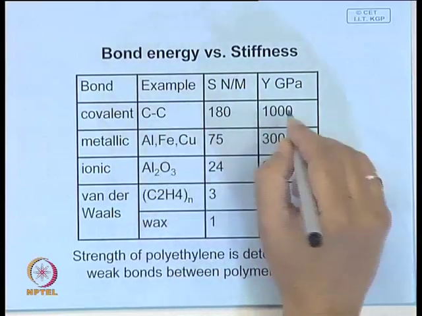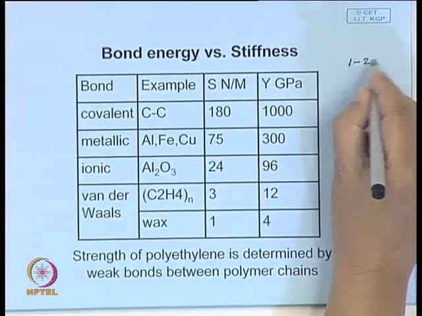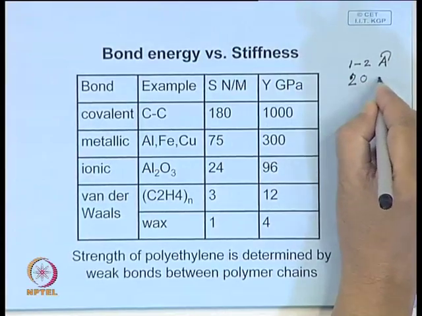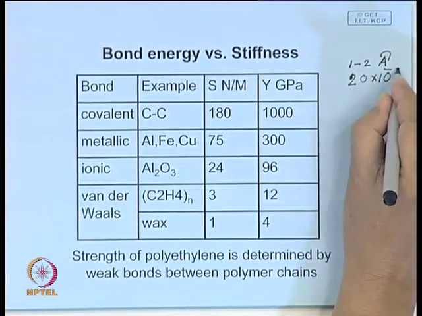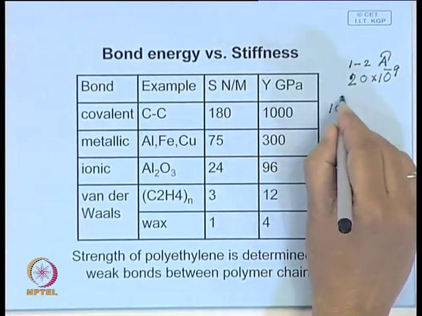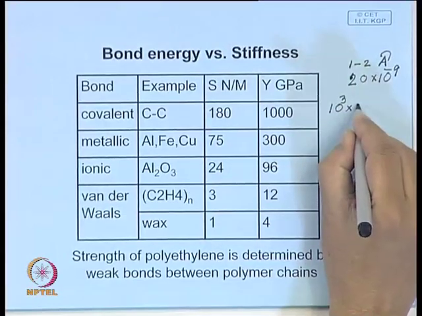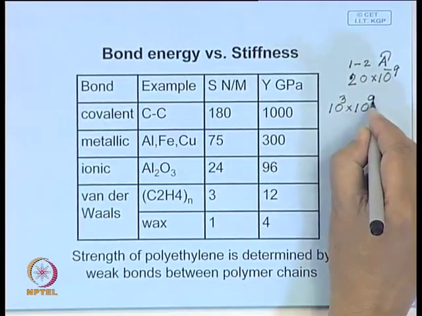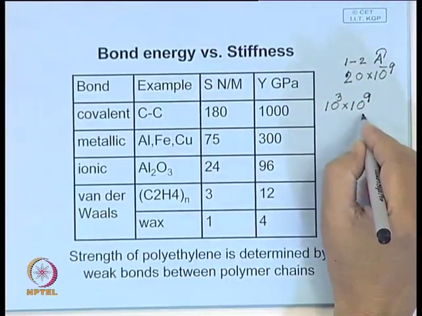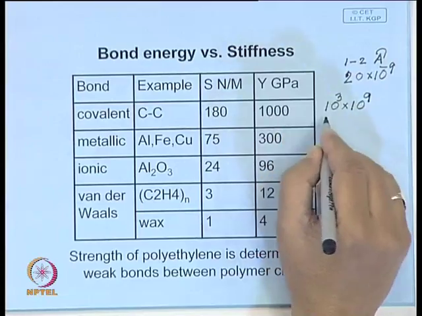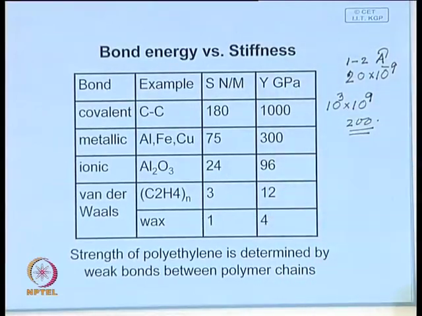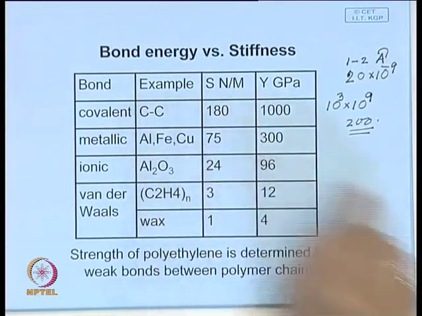So, basically, this atomic distance is roughly of the order of 1 to 2 angstrom, it could be 1.5, or let us say that it is 2 angstrom or 0.2 nanometer, so 10 to the power minus 9. So, if you multiply, this is GPa, so that means this is 10 to the power 3, and gigapascal is 10 to the power 9. So, you will get that this may come around 200. So, the same is true in all other cases also.